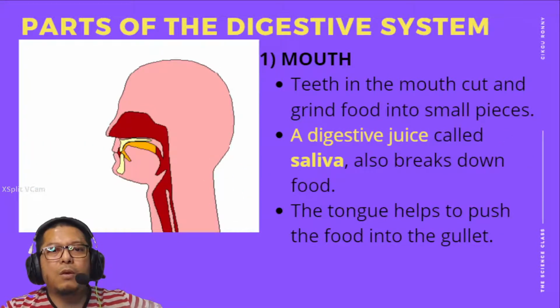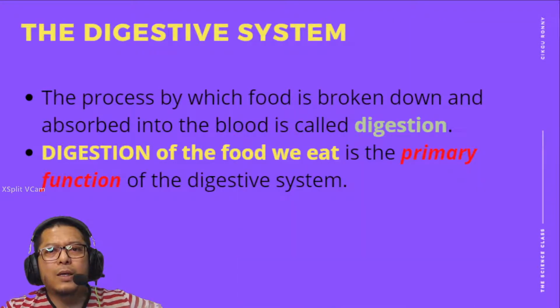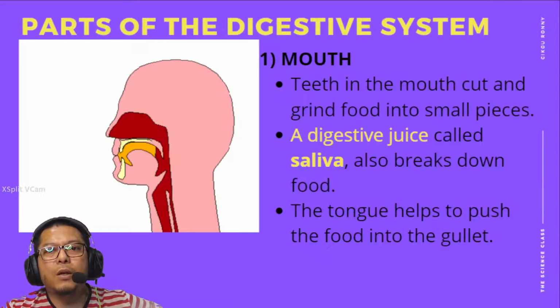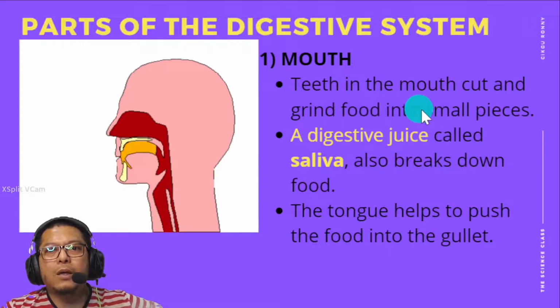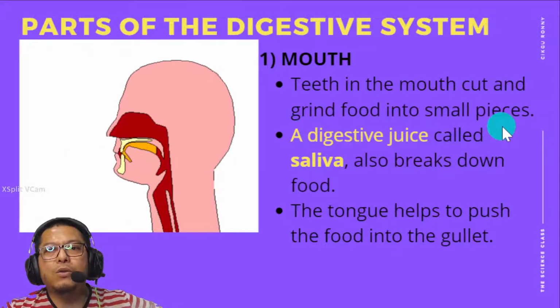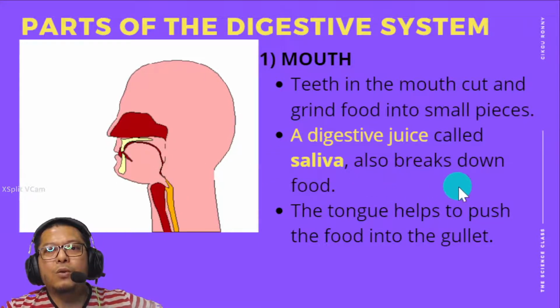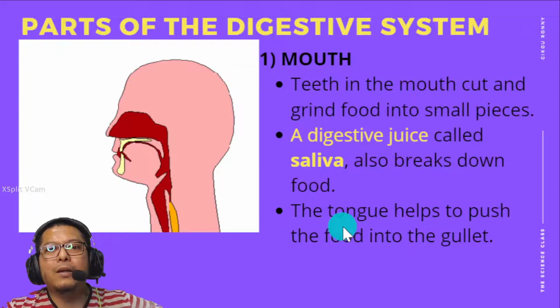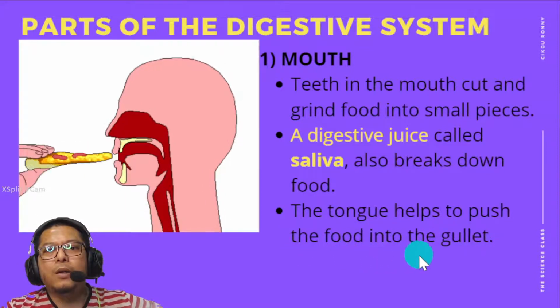Now one more time, the idea is digestion means food is broken down and absorbed into the blood. So the food must be very small to be absorbed into the blood. So the first step is using our teeth in the mouth to cut and grind food into smaller pieces. That's the first step. And then a digestive juice called saliva. Our saliva, air liur in Bahasa Melayu, or in English it is called saliva, also breaks down food. And then the tongue helps to push the food into the gullet.